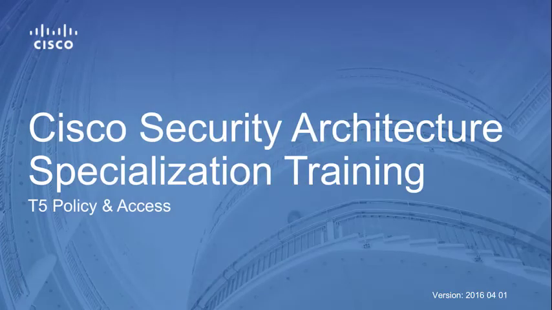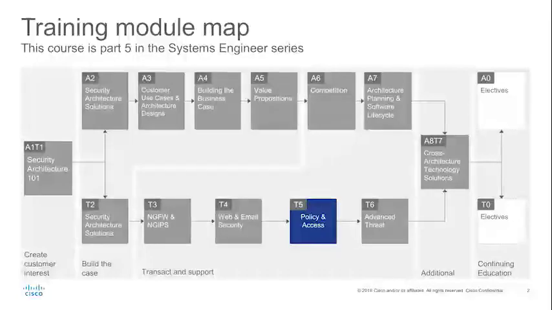Welcome to the Cisco Security Architecture Specialization Training, T5 Policy and Access. This is Module 5 of Cisco Security Architecture Specialization Training for Systems Engineers. Before beginning this module, please make sure that you have completed T1 through T4, which provide foundational information.